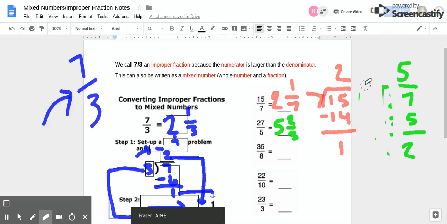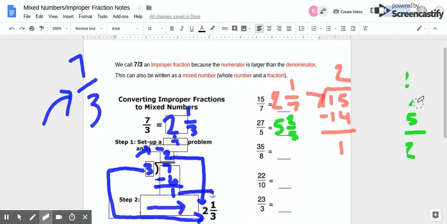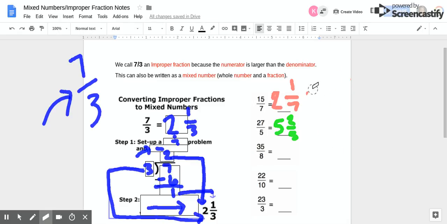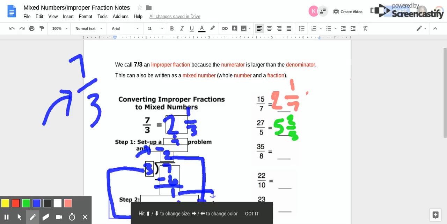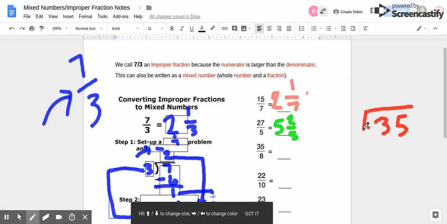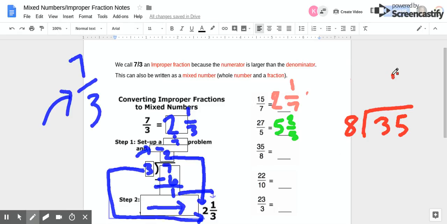If you already know how to do this, then keep going. If not, I'm going to keep working them out off to the side, but I have to erase because I'm out of space. 35/8. So 35 divided by 8, that would be 4 times. And then 8 times 4 is 32. So subtract 32 from 35, and your remainder is 3. So you've got the whole number of 4 on the top, a numerator of 3, and a denominator of 8.